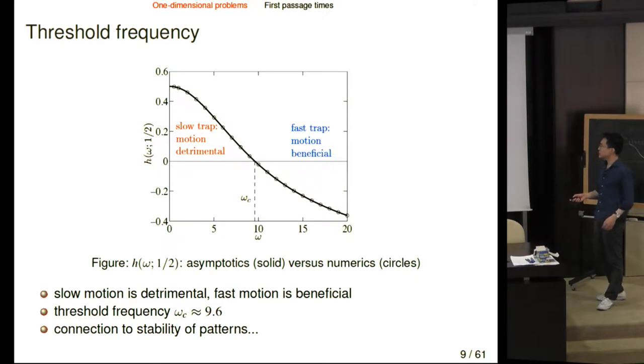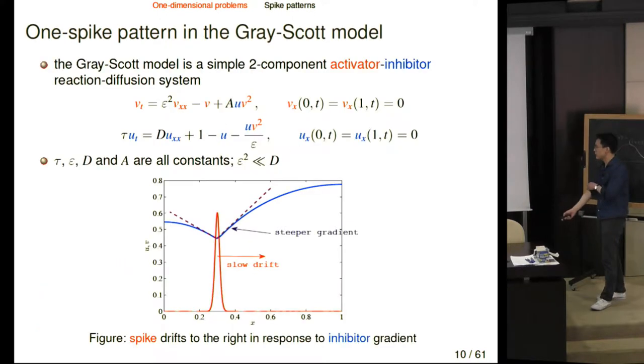Okay. So let me switch gears a little bit, and I'm going to talk about patterns. So this is something that Theo kind of talked about earlier, something similar. This is a Gray-Scott model, right? It's the two-component activator-inhibitor reaction diffusion system.